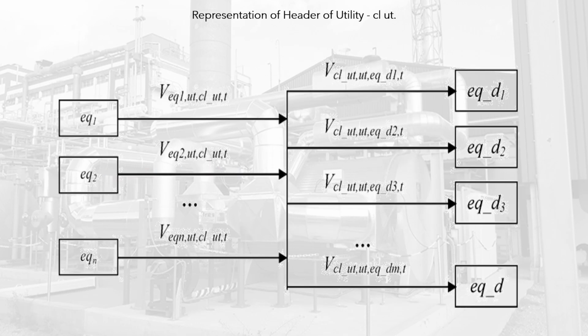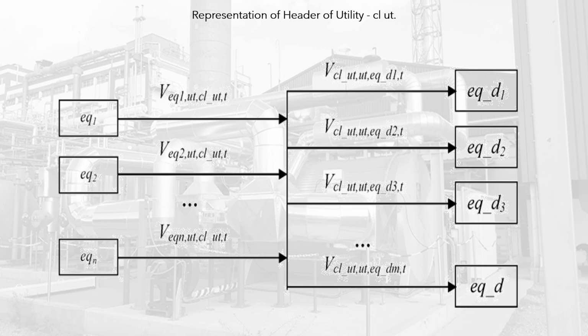A unit may produce and consume one or multiple utilities. If a unit produces utility UT, it is sent to its corresponding header. Similarly, if utility UT is consumed in a certain unit, it is sent from its corresponding header. The figure generalizes this idea for every header of utility UT, denoted by CLUT. In this figure, the utility stream UT that is generated in unit EQ is sent to header CLUT at time t with flow rate VEQ,UT,CLUT,T.